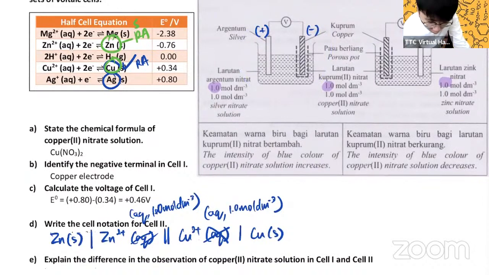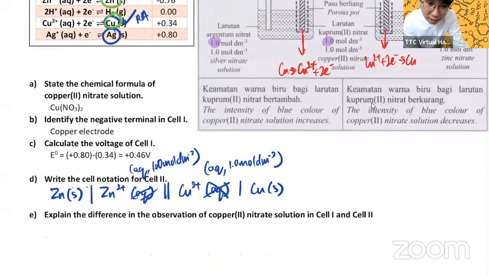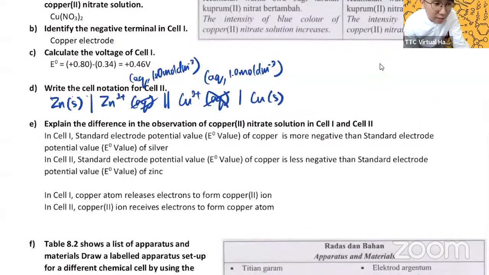Because, number one, you realize that your copper is the one that is going to donate electrons. When it donates electrons, the equation is Cu becomes Cu2+. But on the other side, copper doesn't donate because zinc donates. So zinc donates, and copper is forced to receive. So here your copper receives electrons to become copper. The main difference is that in one copper donates electrons, in the other copper receives electrons. The one that produces Cu2+ has more blue color. The one where Cu2+ becomes Cu uses up Cu2+, so it decreases your blue color because you are getting less and less Cu2+.